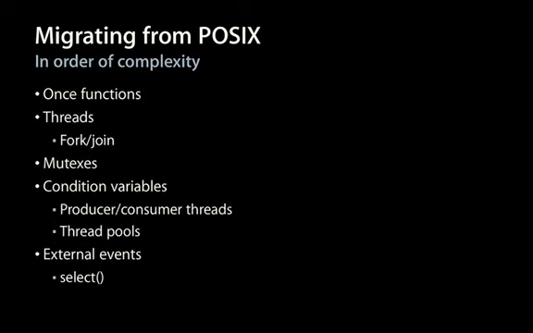All right, so in order of complexity, what I'm going to talk about in terms of migrating from POSIX to GCD is once, functions, threads, forking and joining threads, mutexes, condition variables, and then as a subset of condition variables, we'll talk about producer and consumer threads and what that looks like. We'll talk about thread pools briefly. And then finally, we'll talk about how many of you have probably dealt with external events, perhaps with a thread that's waiting on select or kqueue or something like that. All right, so let's jump in.